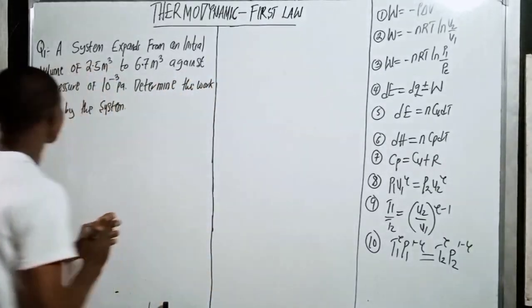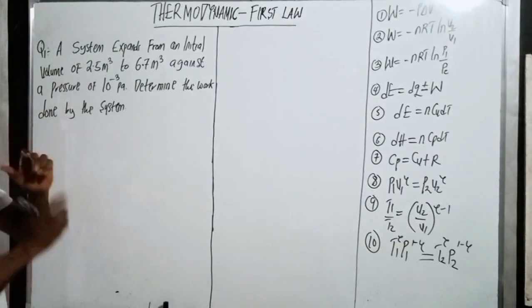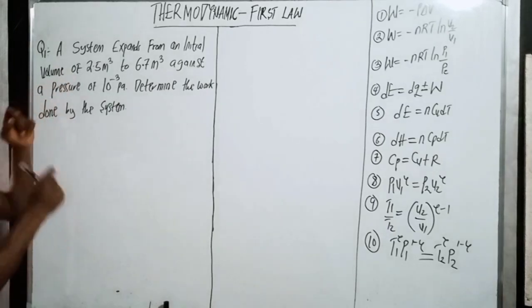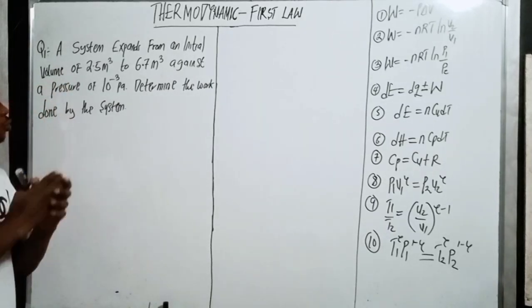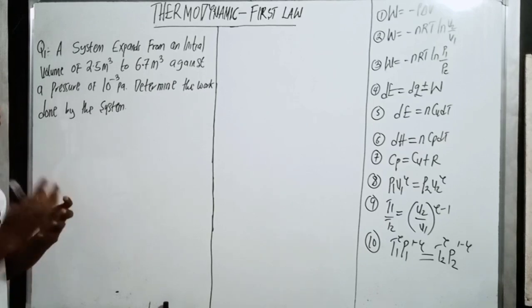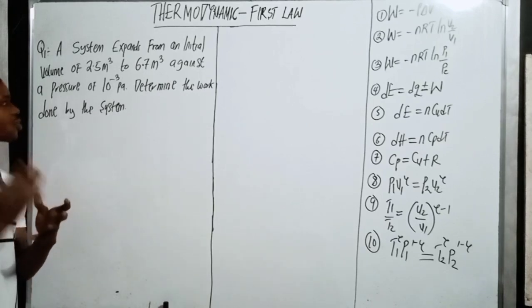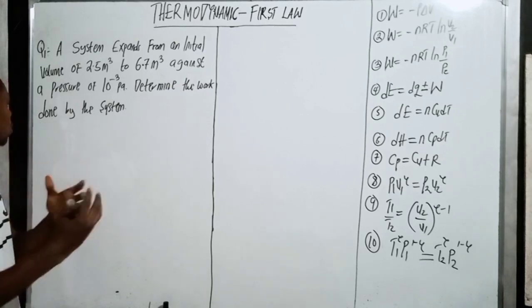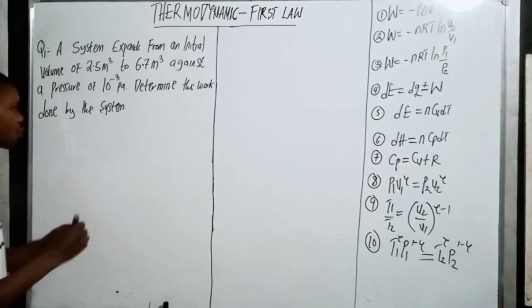So let's take question 1. Let's say that a system expands from an initial volume of 2.5 meter cube to 6.7 meter cube against a pressure of 10 exponential minus 3 Pascal. Determine the work done by the system.